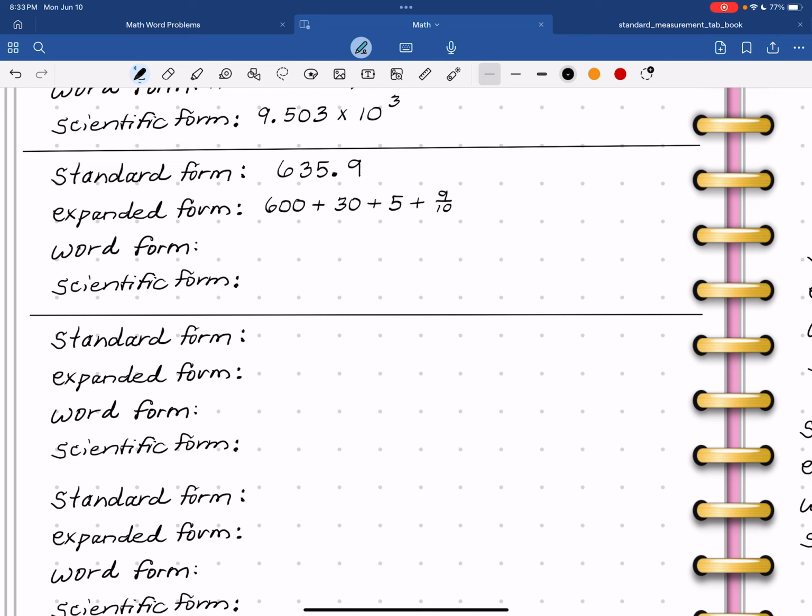So word form is going to be 600. Don't put commas in that units period. So 635. It's less than 100, so I'll hyphenate it. And 9, not tens, 9/10.